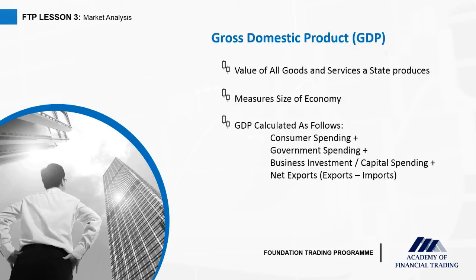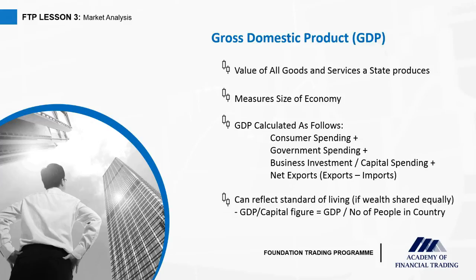GDP is simply calculated as follows. It's looking at your consumer spending, how much you and me spend on a daily basis. And then we need to add government spending, how much our government spends on an annual basis. And then we need to add business investment. How much does the business community spend on investment and capital spending? And then we need to add on net exports as an economy. So that's exports minus imports.